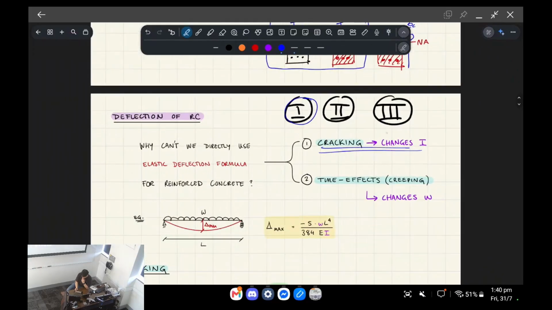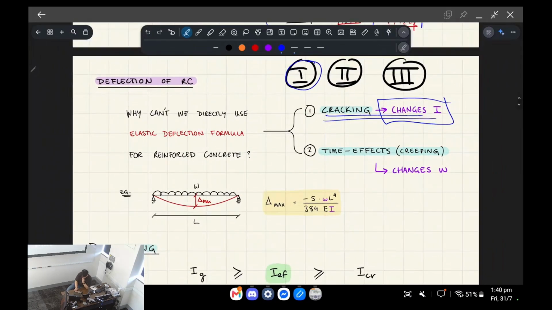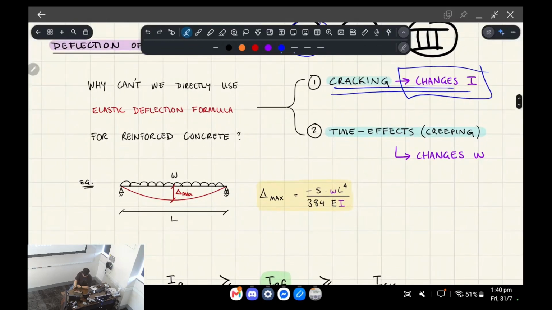Anyway, so cracking will change what I is in this formula. So this formula is that deflection formula I mentioned a second ago. And the other thing that we have to account for in the case of reinforced concrete is time effects, so creeping over time. So steel doesn't do this, but concrete does.